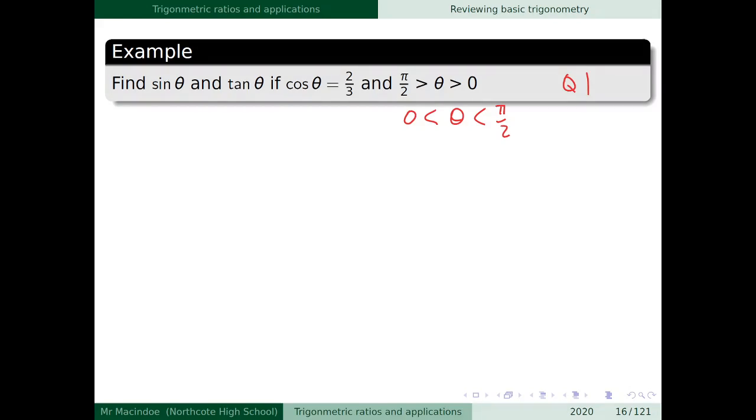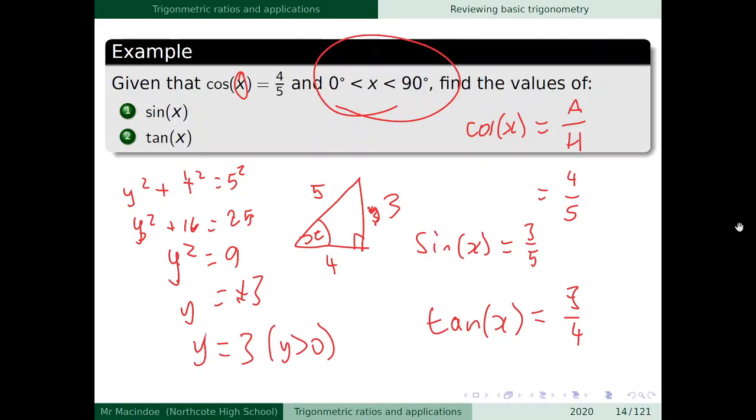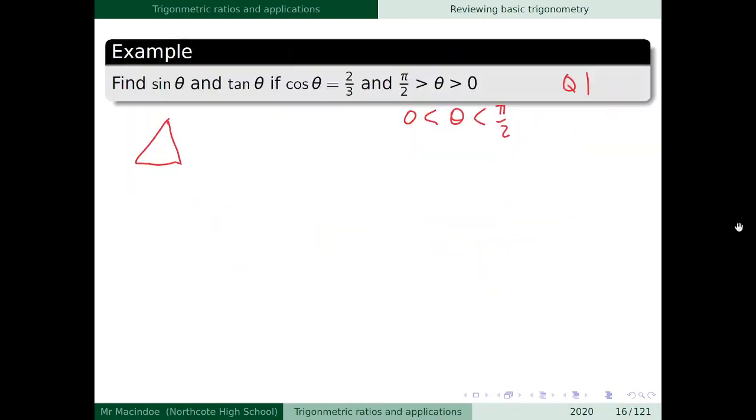So we just follow the same process. So if cos theta is 2/3, did I make a mistake back here? Nope, I didn't. I've just got 2 cos examples in a row.